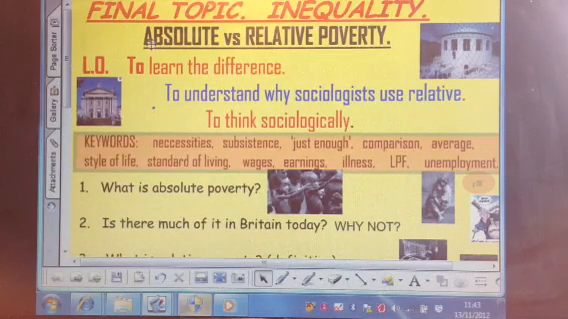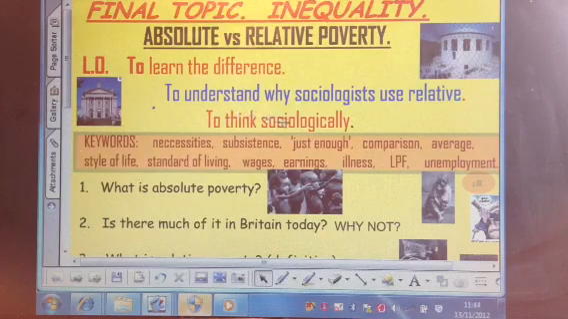Okay, the first thing we're going to do now is absolute versus relative poverty. We're going to learn the difference between these two things. They're two different types of poverty, absolute poverty and relative poverty, and they are different. We're going to understand why sociologists use relative. If we are talking in this classroom about poverty, we are almost always talking about relative poverty.